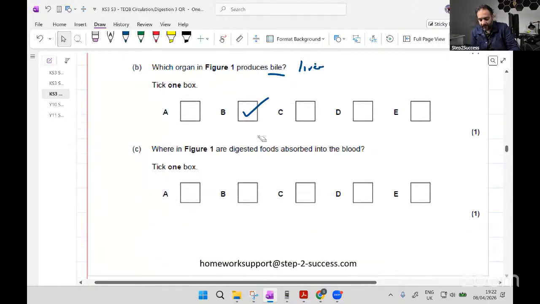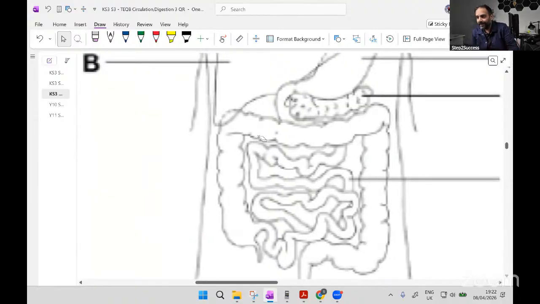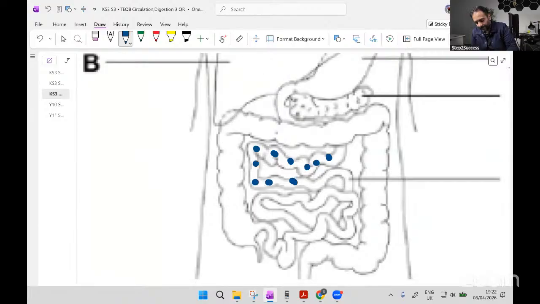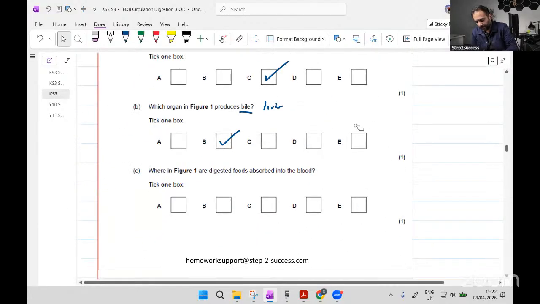And where are foods absorbed into the blood? So when you eat food, it eventually ends up in your small intestine, from where it is absorbed into your blood. Because by then it's small enough. And so E, is that it? Yeah, small intestine, E.